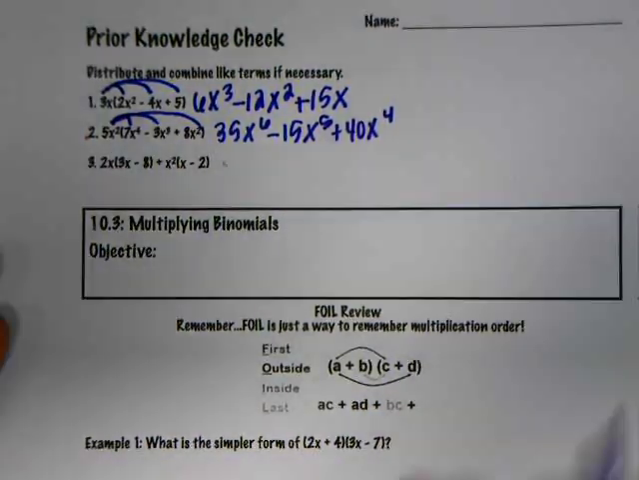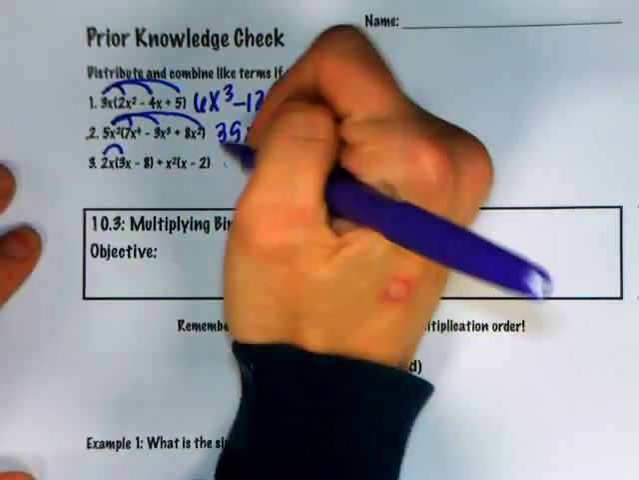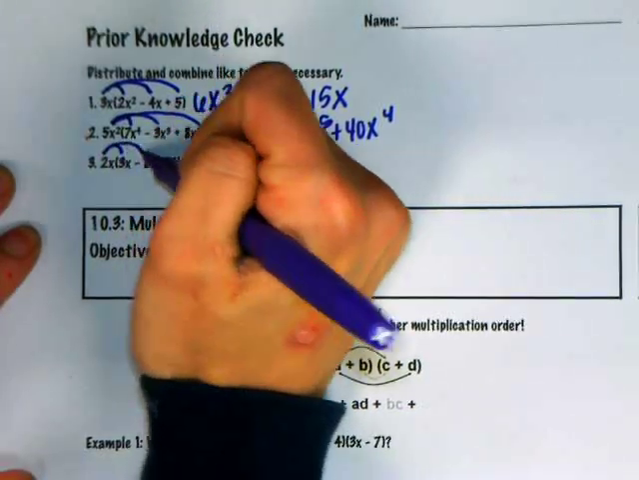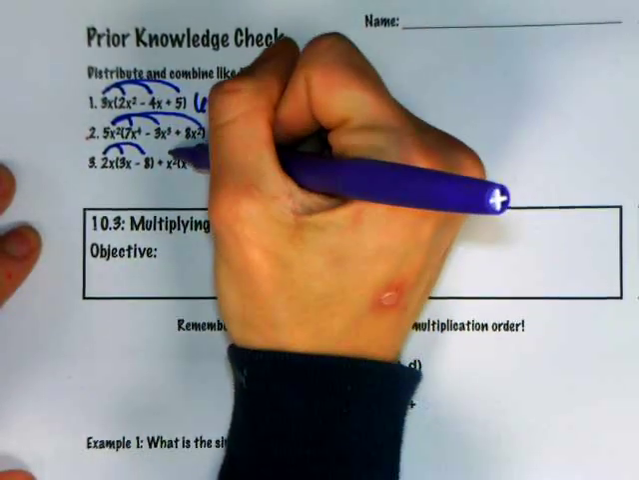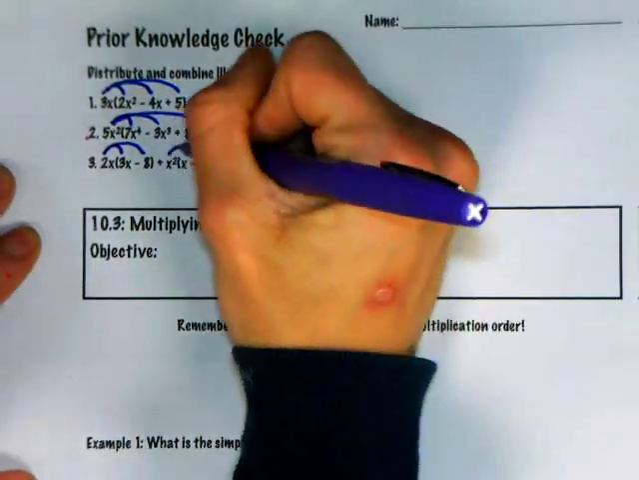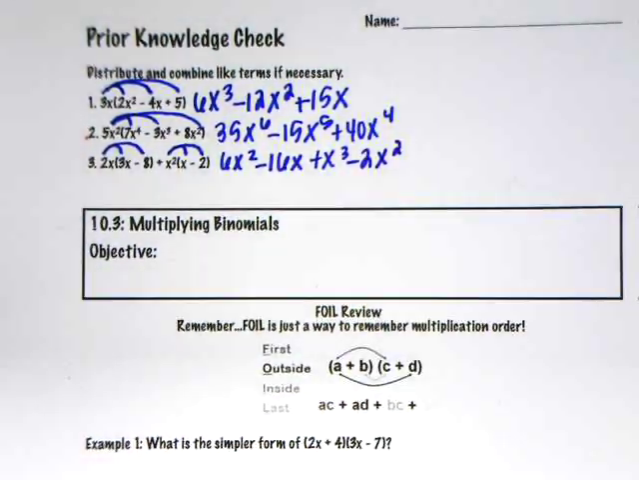Okay, and then number 3, you're distributing two things. So what's 2x times 3x? Yeah, 6x squared. 2x times negative 8. Okay, and then x squared times x. X to the third. X squared times negative 2. Okay, can I leave it like that?